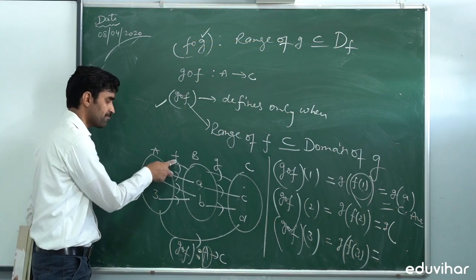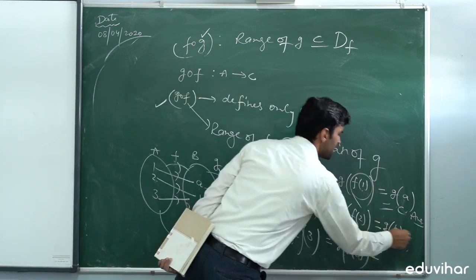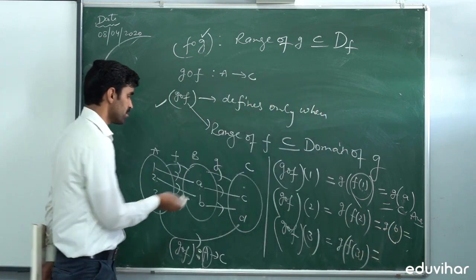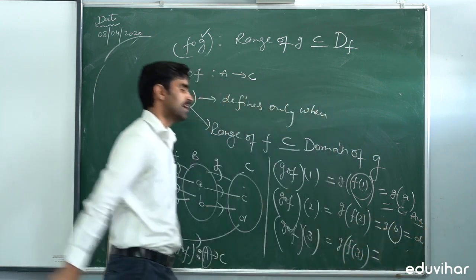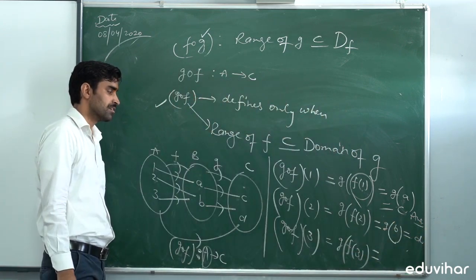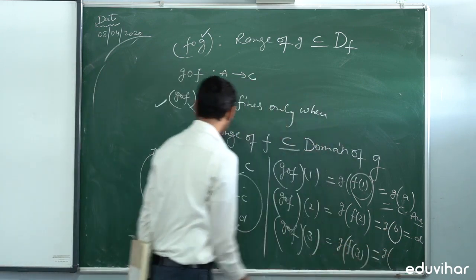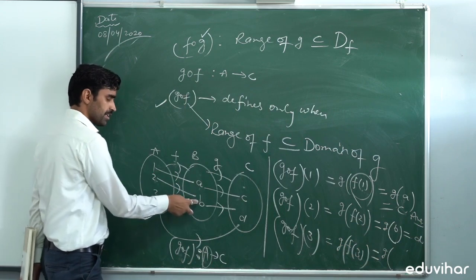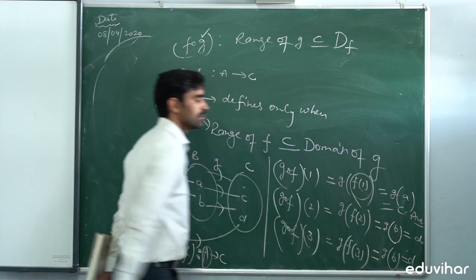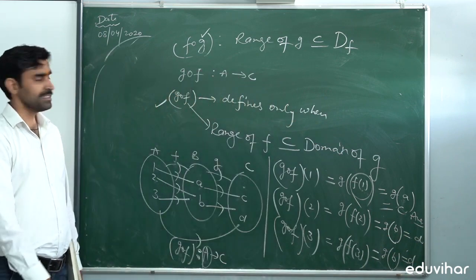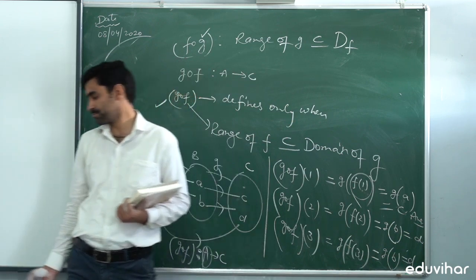Similarly, we can say g of f2 here, the image of 2 in the function f is b, so we can find out g(b). In the function g, the image of b is d, so the value is d. Similarly, g of f3 here, the image of 3 is b, and g(b) is already d. In this way we can find out the value of the composite function.